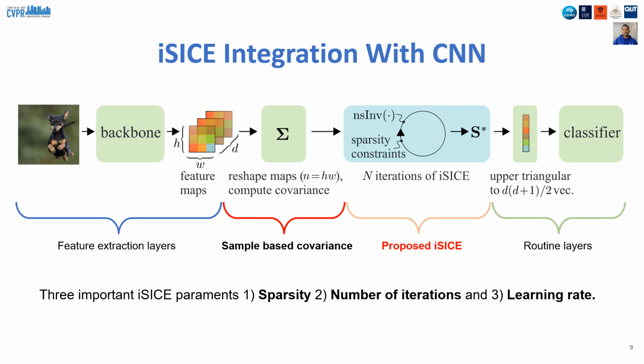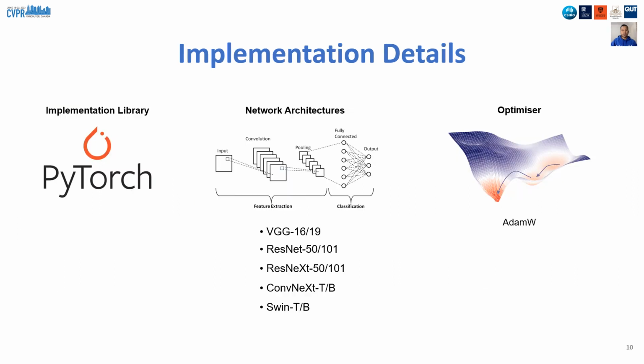Since SICE is a symmetric positive definite matrix, we only use its upper triangular entries in the routine layers, such as softmax layer. iSICE has three hyperparameters, namely sparsity, number of iterations, and learning rate. While iSICE is robust to these hyperparameters, for better performance, optimal selection of these hyperparameters is important. We give a detailed discussion on this in our paper. We implement our method using PyTorch.